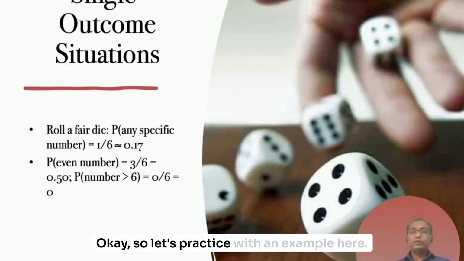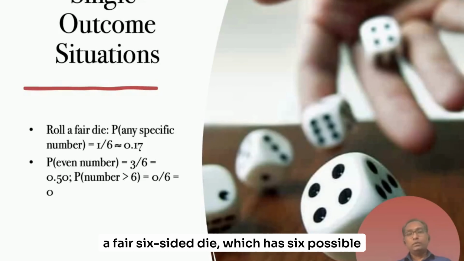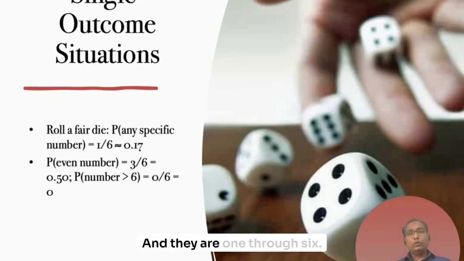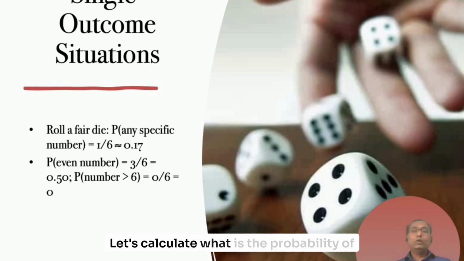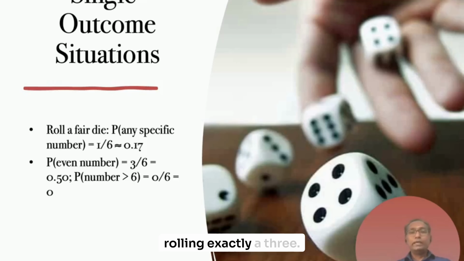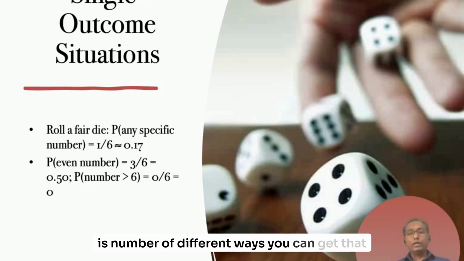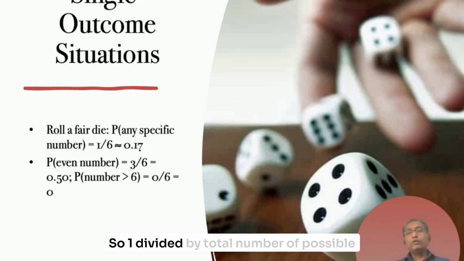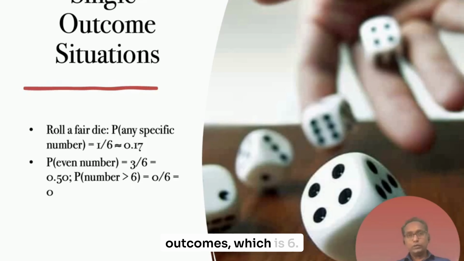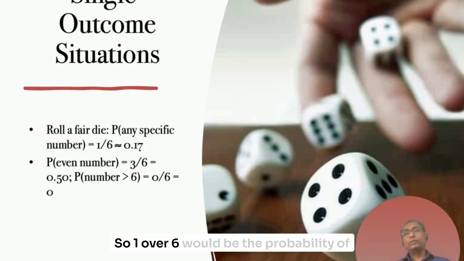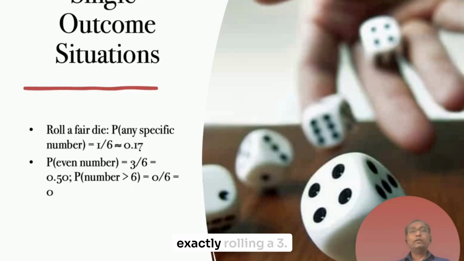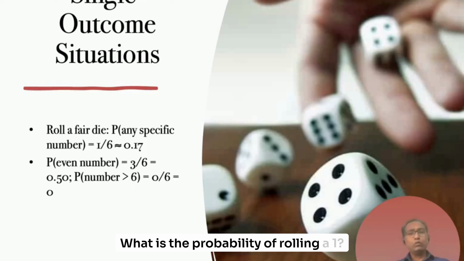Okay, so let's practice with an example here. A fair six-sided die, which has 6 possible outcomes, right? And they are 1 through 6. Let's calculate the probability of rolling exactly a 3. Remember the definition? It is the number of different ways you can get that outcome, which is 3, and there's only one way of getting 3. So 1 divided by the total number of possible outcomes, which is 6. So 1 over 6 would be the probability of exactly rolling a 3. What is the probability of rolling a 1? It's the same thing.